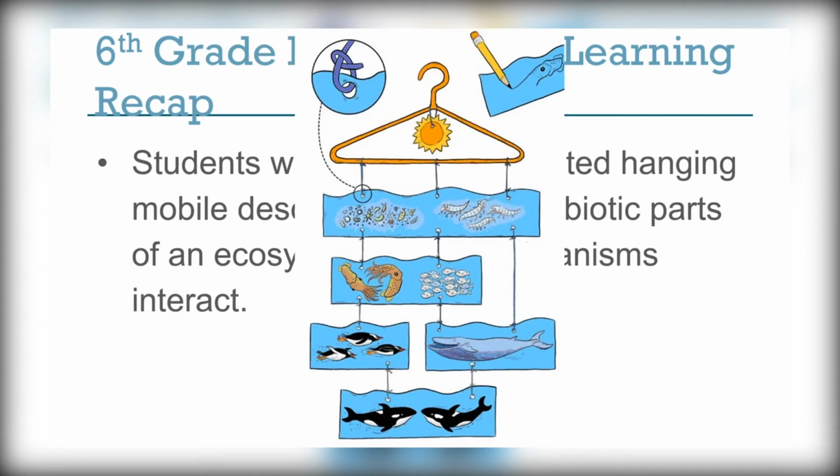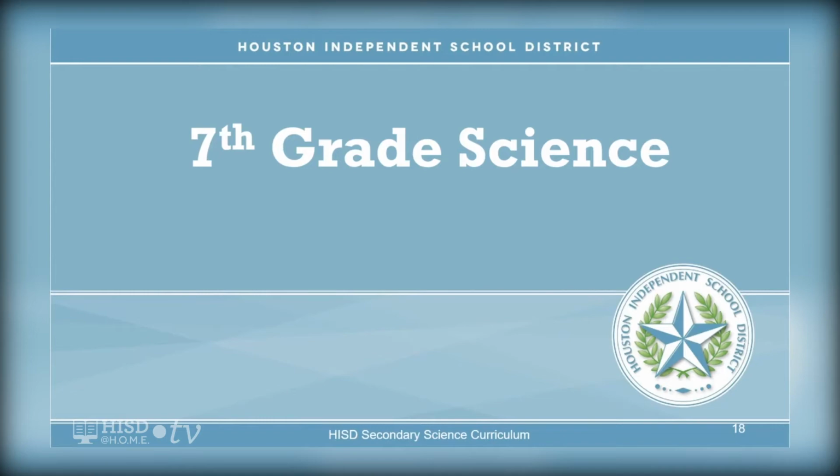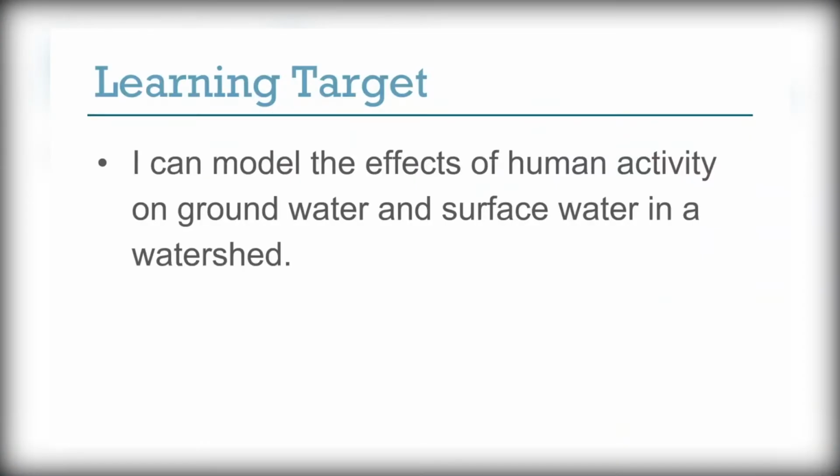Okay, let's move on to 7th grade. The 7th grade learning target for this week is: I can model the effects of human activity on groundwater and surface water in a watershed.